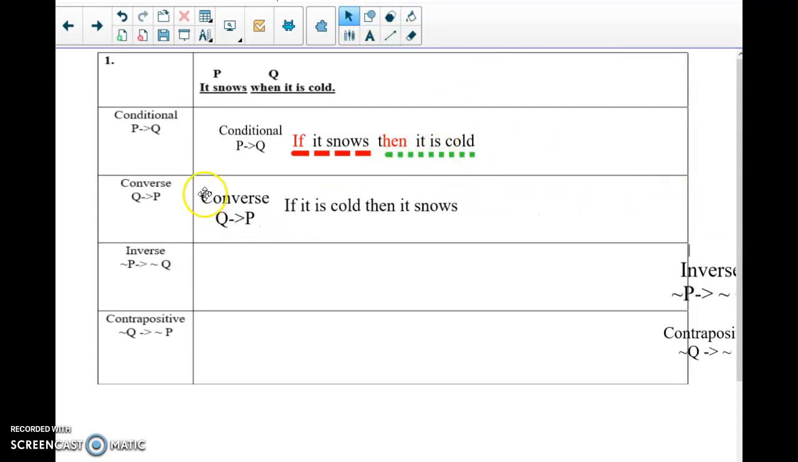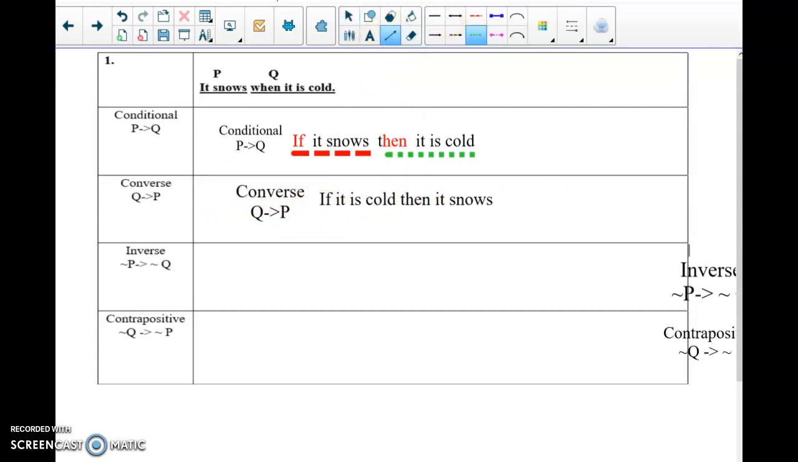then my converse of the statement is, now notice I still have an if and I still have a then. The only thing that changed is the P and the Q's location. If it is cold, then it snows. So the red and the green switched.